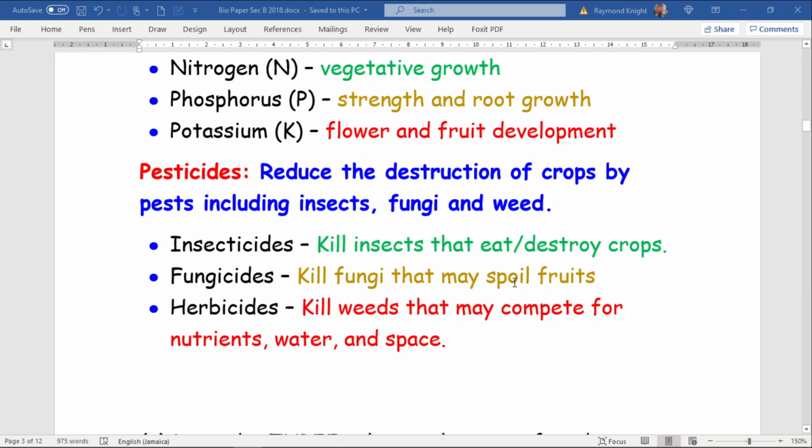Fungicide. Fungi sometimes will cause spoilage in fruits and so on, and even decay and damage to part of the plant as well. So you use the fungicide to kill the fungi that may possibly cause these destructive results.